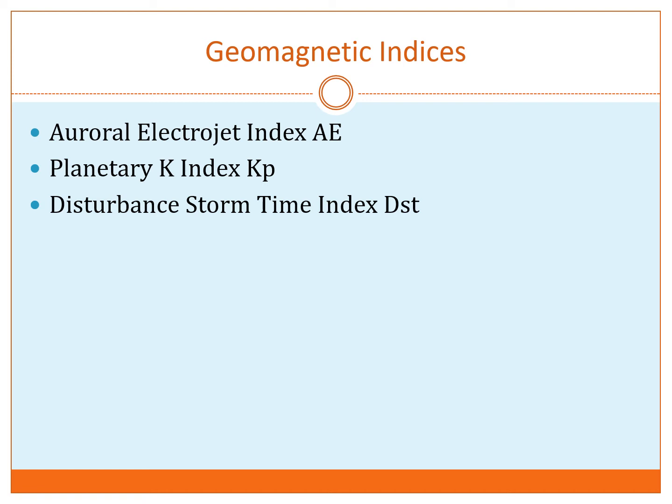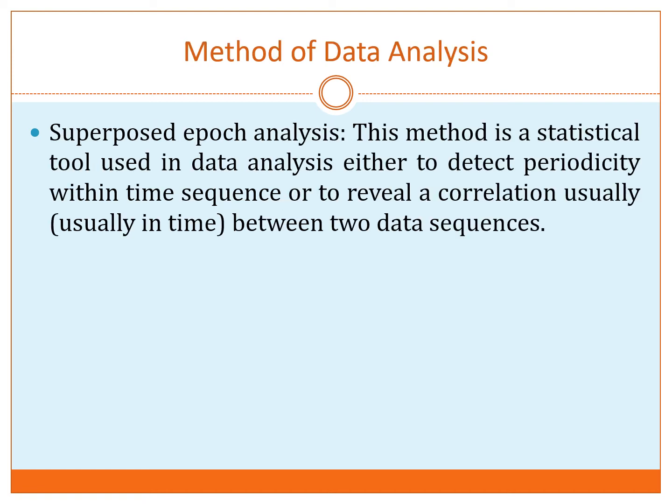Next, we will discuss the Dst index. The Dst index was designed to measure the enhancement of the westward magnetospheric equatorial ring current due to injection of magnetotail protons and electrons. In order to study the space weather effects in the near-Earth environment, we will be using a method called superposed epoch analysis, which is a statistical tool used in data analysis either to detect periodicity within a time sequence or to reveal a correlation, usually between two data sequences.